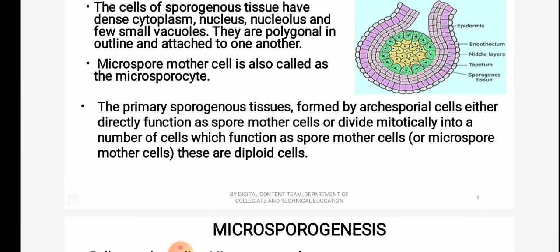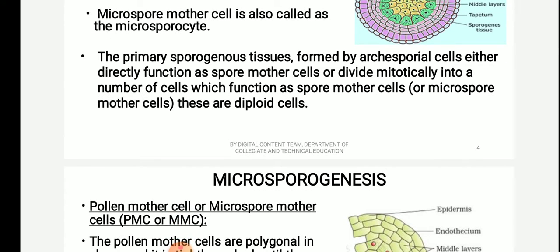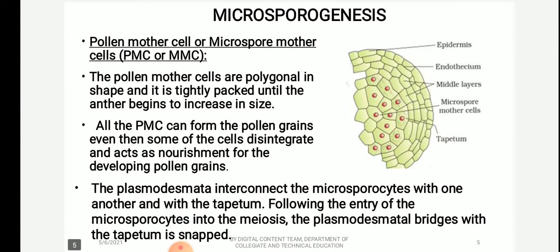Microspore mother cell is also called microsporocyte or meiocyte. The primary sporogenous tissue formed by the archisporial cells can either directly function as spore mother cell or it can divide mitotically into a number of cells which then ultimately may become spore mother cells or microspore mother cells. So remember that microspore mother cells or pollen mother cells are diploid in nature. Microspore mother cell or PMC.